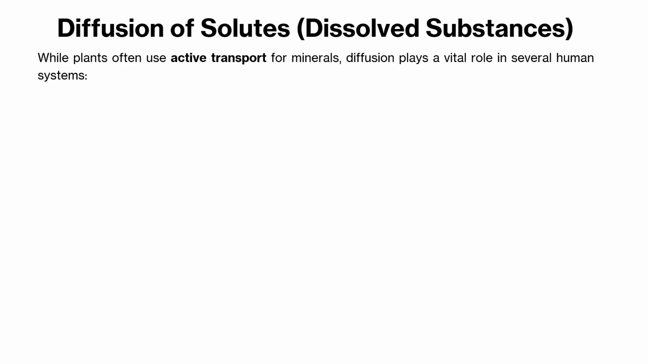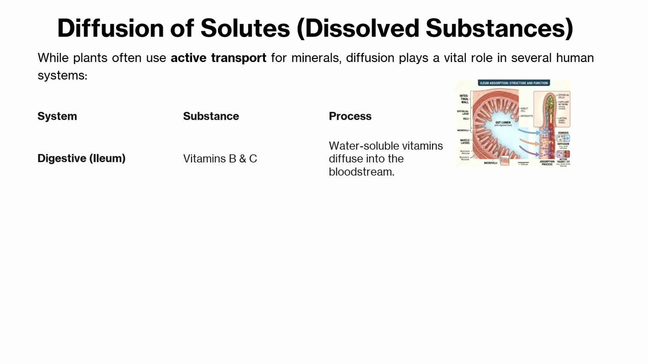So far, we have talked a lot about gases like oxygen and carbon dioxide, but diffusion is not just for air. It is also how our bodies move solutes, which are substances dissolved in a liquid. While plants often have to work to get minerals using active transport, our human systems rely on the free movement of diffusion in three major ways.